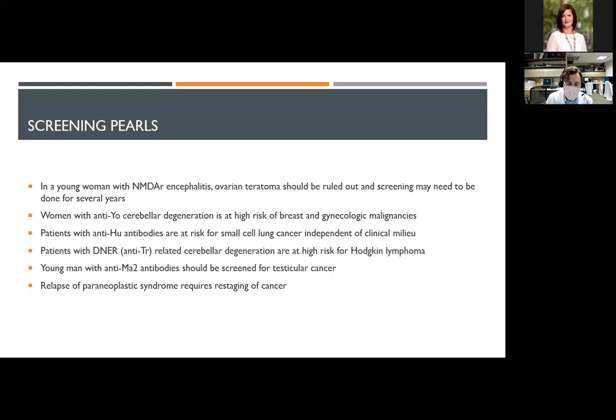And as a general rule of thumb, if someone has a paraneoplastic disorder and a cancer, and both are under control, if they relapse with a paraneoplastic disorder, you have to restage the cancer, because the expectation would be that if it's with an association with a cancer, the relapse of the paraneoplastic syndrome is because of relapse in the cancer. It's not 100%, but usually that is the case.